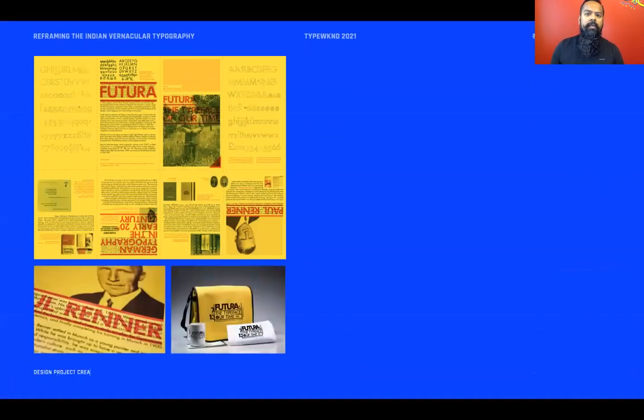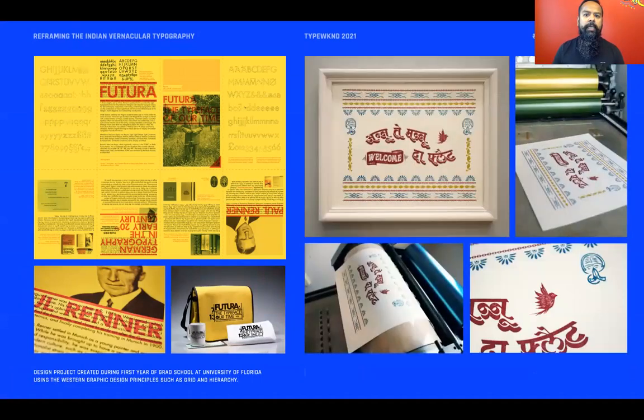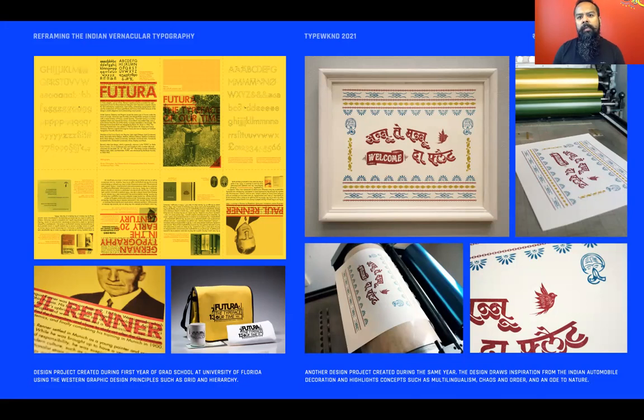After finishing my undergrads from New Delhi, I worked for about 7 years in the Indian advertising industry as an art director. In 2010, I decided to take a break from advertising and pursue higher education in the US. I consider myself a type enthusiast, not an expert. And my own interest in working with Devanagari script started about 8 to 9 years ago when I was a graduate student at the University of Florida.